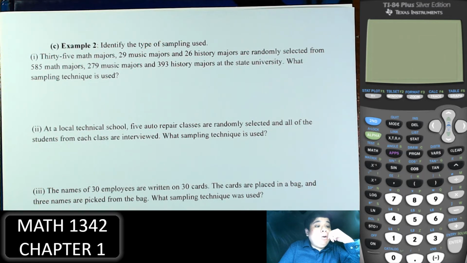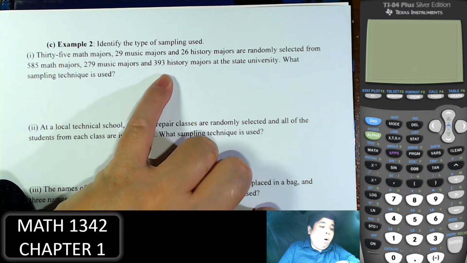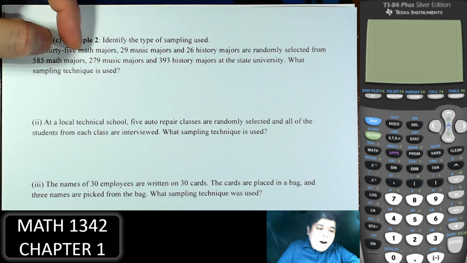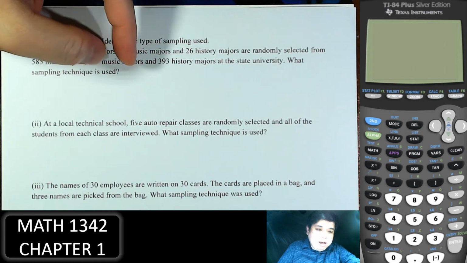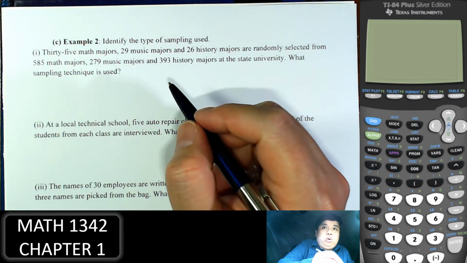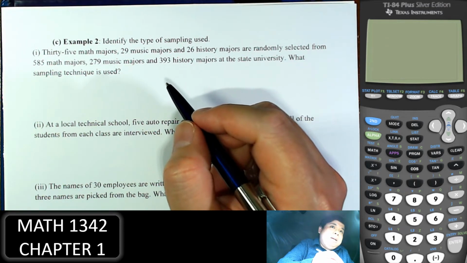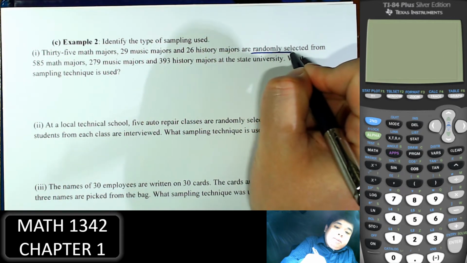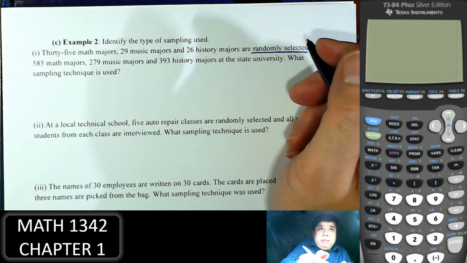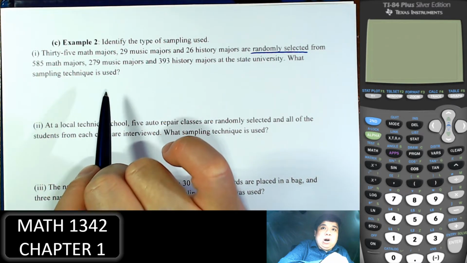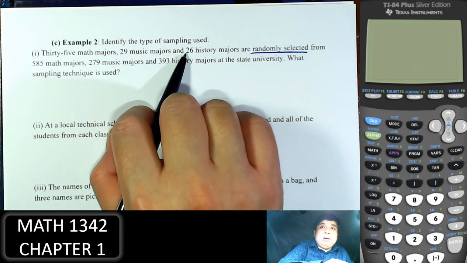Well, first of all, we look at the population. We have over 1,000 here, and we select those. Now, we select 35 math out of this, 29 music out of this and 26 out of that. The key here is we do not select the whole group, so it cannot be cluster. It cannot be systematic because there's nothing systematic about this. Even though we randomly select, it is not simple random, because we have them in groups, or we should say we have them in strata.